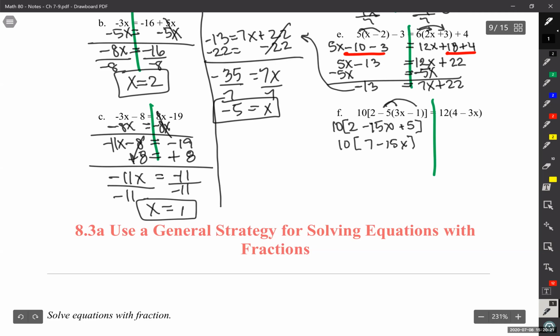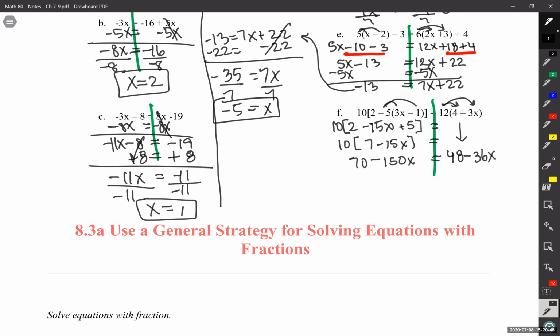And finally, I'm going to multiply by 10. I'm going to distribute that 10 in there. And that's as far as I can simplify on that side. On the left side, it's only going to take me one step because I just have to distribute. So I'll just bring this down and I'll say 48 equals 36x.